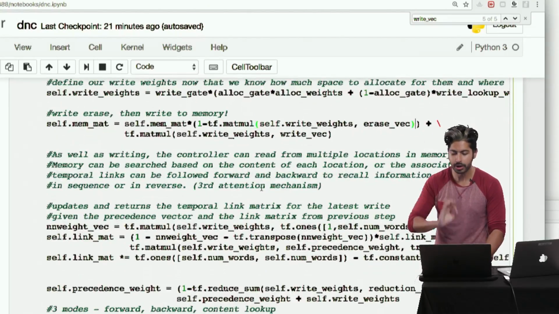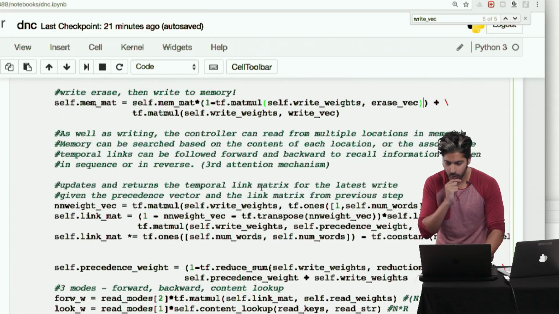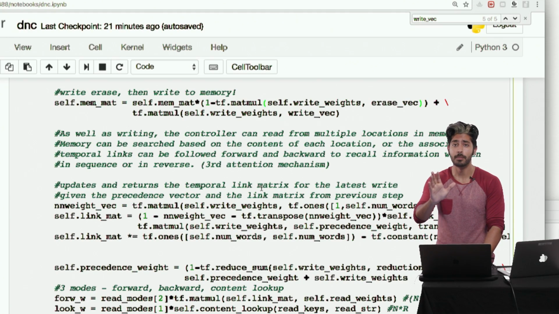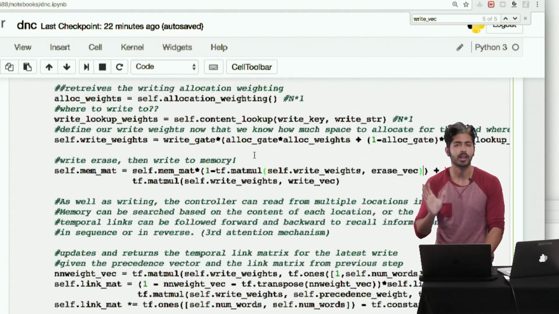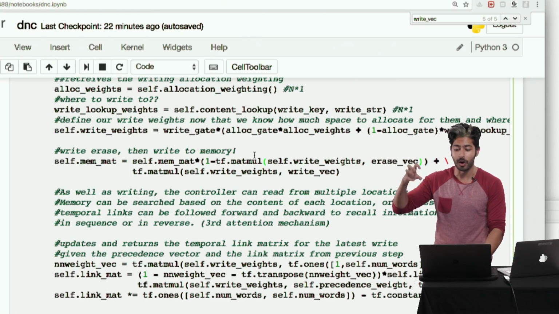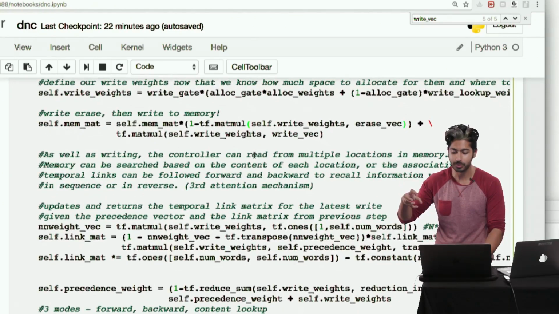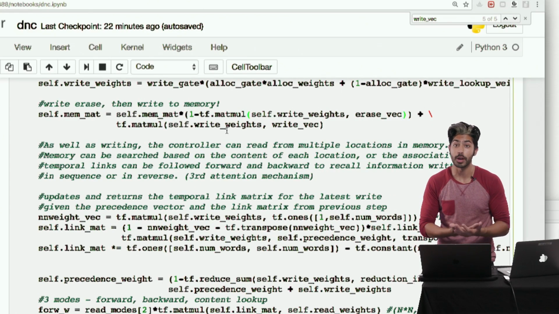Okay, now we're going to read. We wrote first, and now we're going to read. For reading, and guys, if you sit through this, I'm going to wrap at the end, so get ready for this. We're almost done, and I'm going to answer questions. I know there are a lot of parts to this, but it's an amazing architecture, and it's definitely worth looking into. So we've written to our memory matrix, and now we're going to read from it. As well as writing, the controller can read from multiple locations in memory.